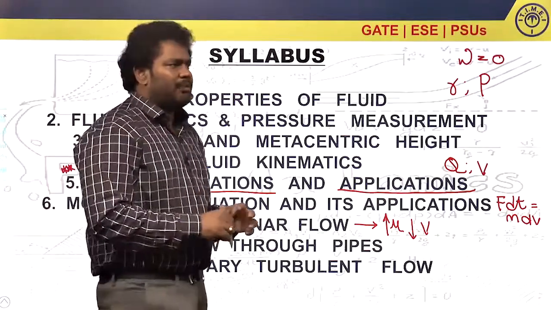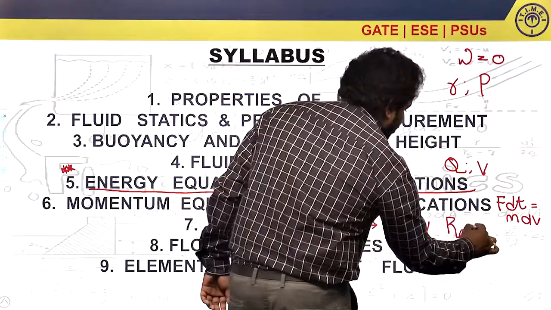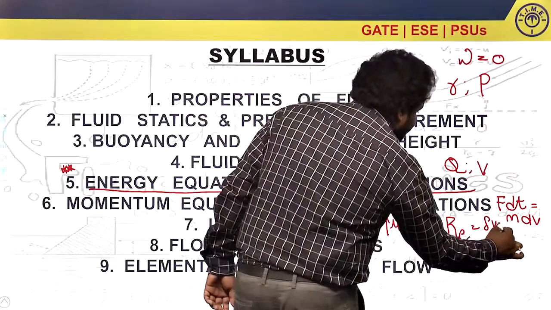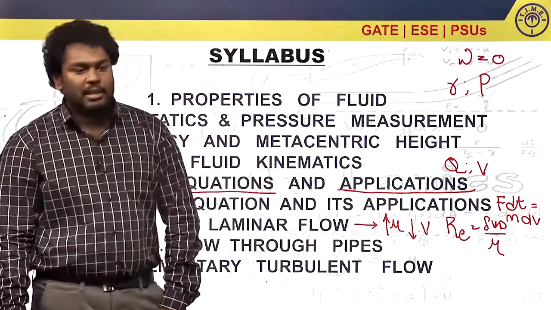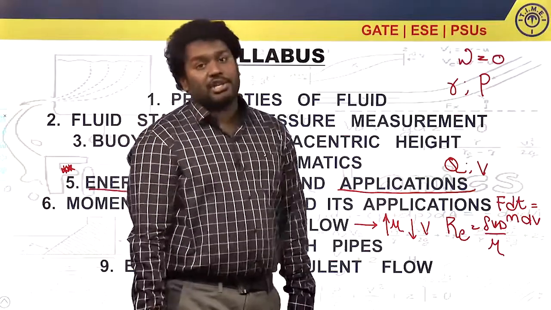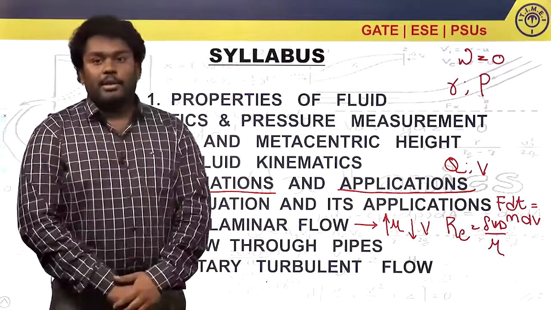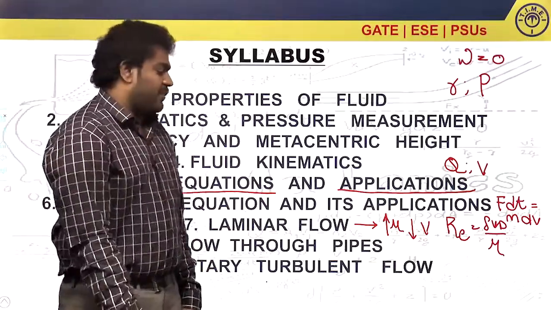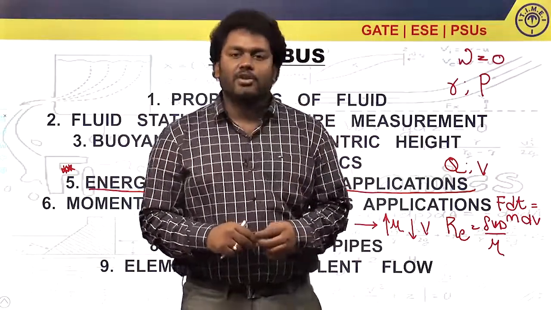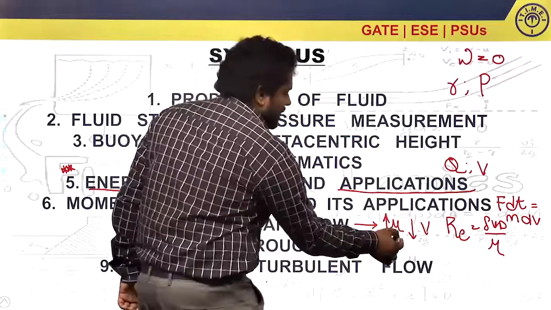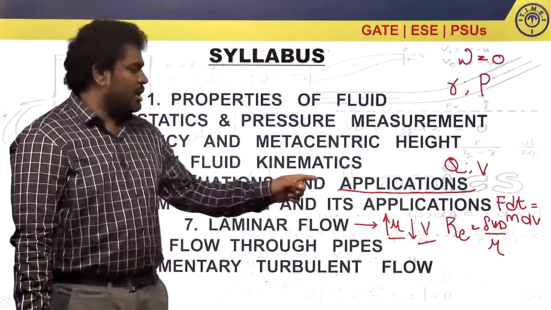Laminar flow or turbulent flow is classified based on Reynolds number, that is rho v d by mu. See, the Reynolds number is the ratio of inertia force to viscous force. In this, we are going to classify the flow based on the velocity of the fluid particles. In case of laminar flow, as I discussed, there will be high viscosities and low velocities, and the flow is classified based on Reynolds number.